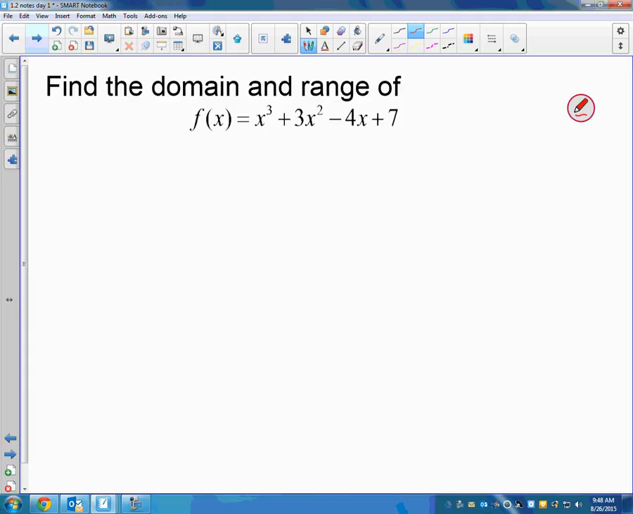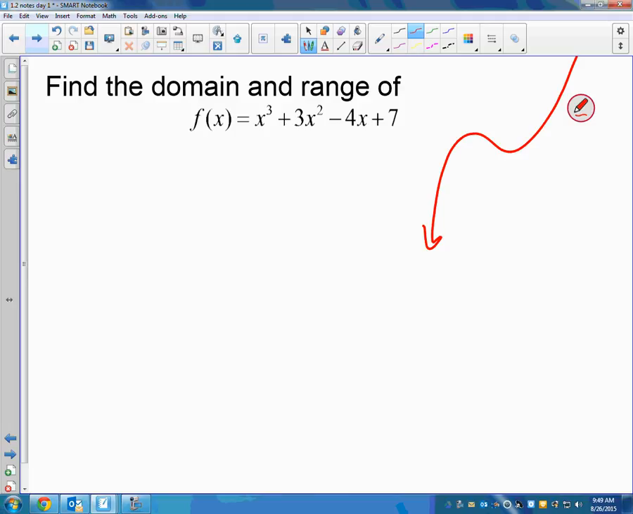Is there anything x can't be in this problem? Is there any number you're not allowed to plug in for x? It's all real numbers. Yeah, it's a polynomial. So we like polynomials. They're nice smooth curves. I don't care what it looks like. I know it's a smooth curve. I know it's going to be something nice. X is going to go on forever. Y is going to go on forever.